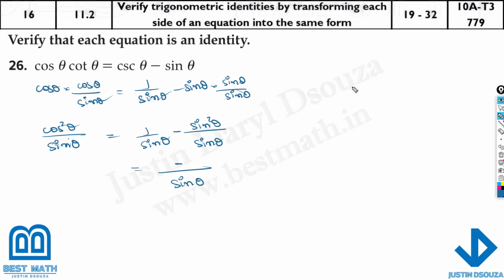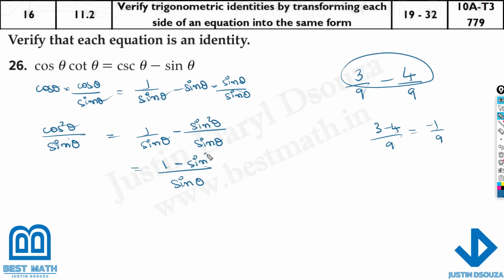If you're getting confused like this, imagine you have 3 by 9 and minus 4 by 9. You just solve the above terms, right? It will be 3 minus 4 divided by 9. The answer will be minus 1 by 9. Whereas if it was multiplication, it's altogether different. So when we have the same denominator, we can write it only once, and whatever the operation is, we write it above in the numerator. So the same thing: we write this only once, and up is 1 minus sine squared theta.